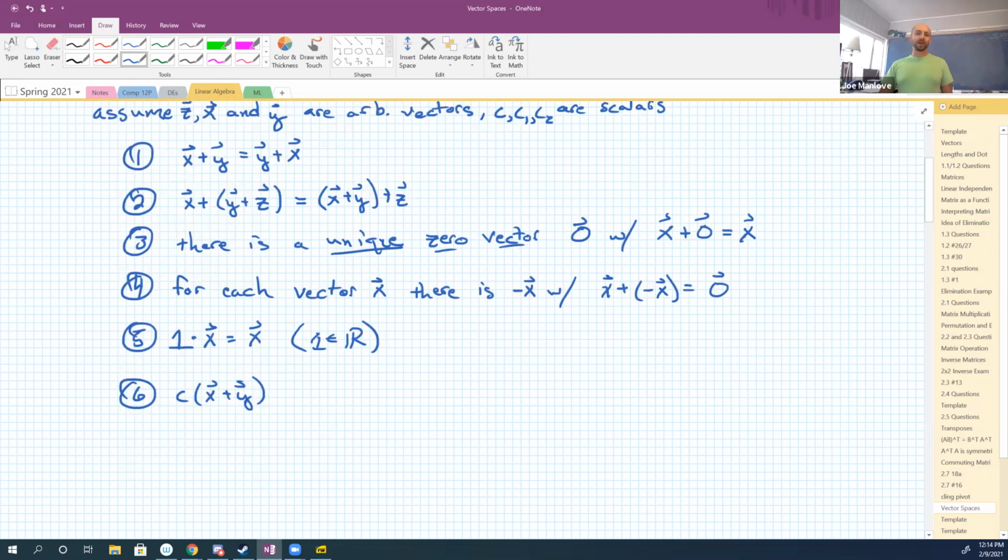So what do you expect this multiplication to do? Cx plus dy. Yeah, you expect it to be able to distribute. Okay, so we're just going to require, oops, not Cx plus Cx, that would be weird. So this is scalar multiplication distributes over vector addition.